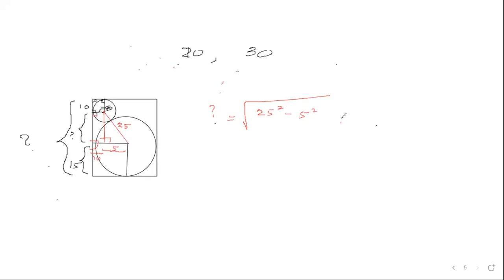Okay, by the way, you can use difference of two squares: a squared minus b squared. Very useful in Pythagoras. 25 minus 5 into 25 plus 5. 25 minus 5, you don't need a calculator for that. 25 plus 5, you don't need a calculator for that. So it's the square root of 20 times 30. 10 occurs twice, you can take it out, and 2 times 3 is 6. So therefore, this question mark is 10 times square root of 6.